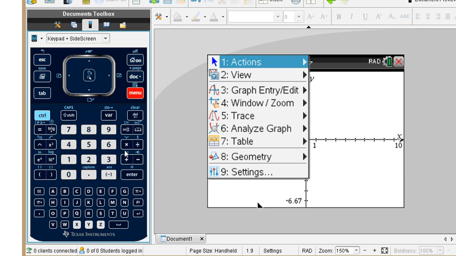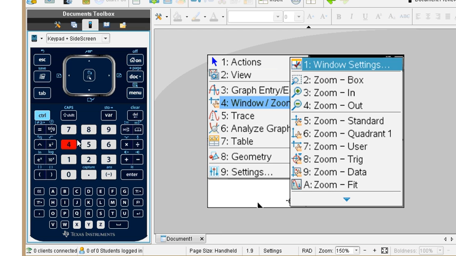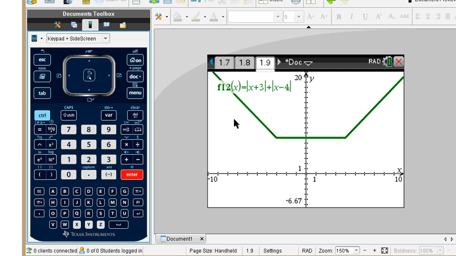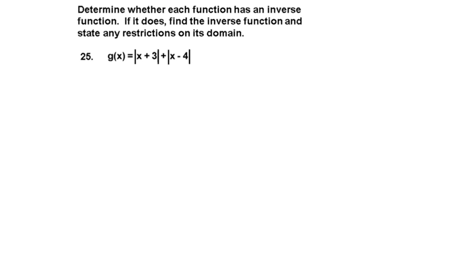If we change the window, I think all we have to do is change the y setting here. Window settings. We'll change y max to 15 or 20. Let's change it to 20. Tab down. We see this green decreasing all the way to x equals -3, and constant all the way to x equals 4, then increasing after x equals 4. So this thing fails the horizontal line test. So our answer to this one is no, it fails the horizontal line test.